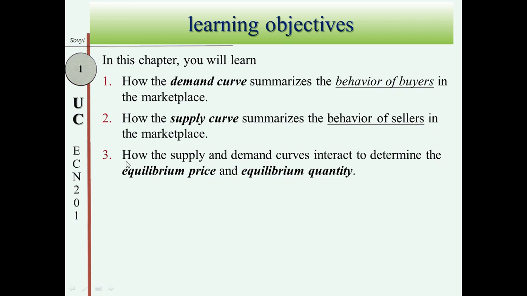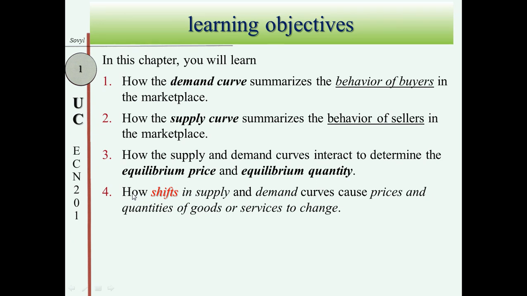Number 3. How the supply curve and demand curve interact in order to set the equilibrium price and equilibrium quantity in the market. Sometimes we call it equilibrium price, or sometimes we call it price equilibrium. They have the same meaning. How the supply curve and demand curve interact to set the equilibrium price and equilibrium quantity in the market.